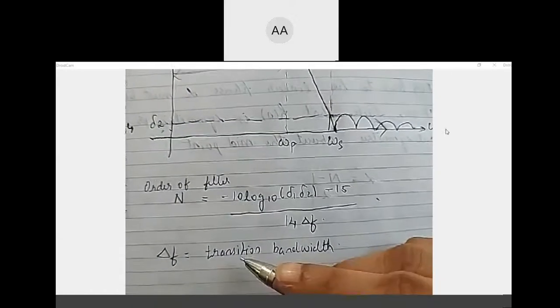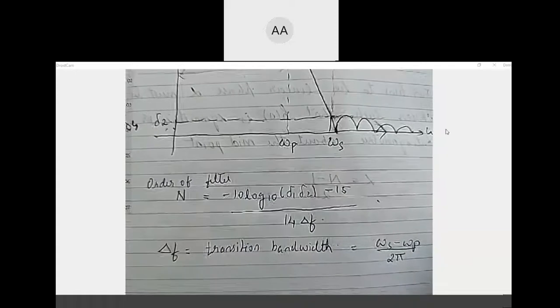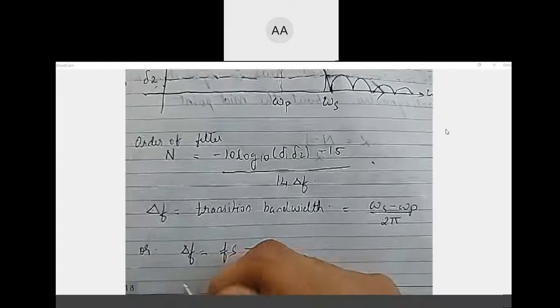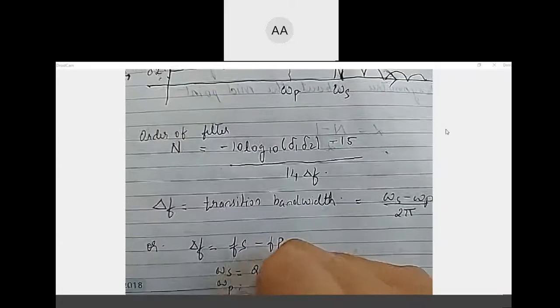Since it is in hertz, whenever f comes, it is going to be in hertz. So you have to divide this radian value, that is omega s minus omega p, by 2 pi always. This is the transition bandwidth. You can make a note of this. Or you can also write it as delta f is equal to fs minus fp, where omega s is equal to 2 pi fs, omega p is equal to 2 pi fp.